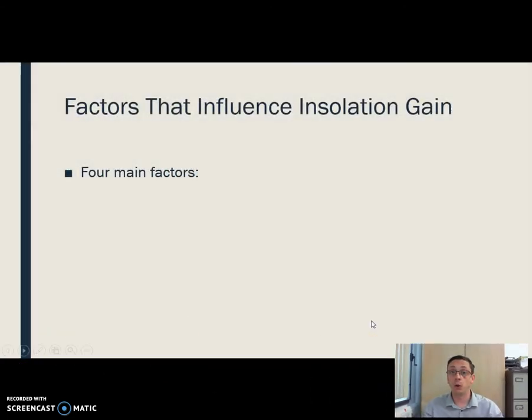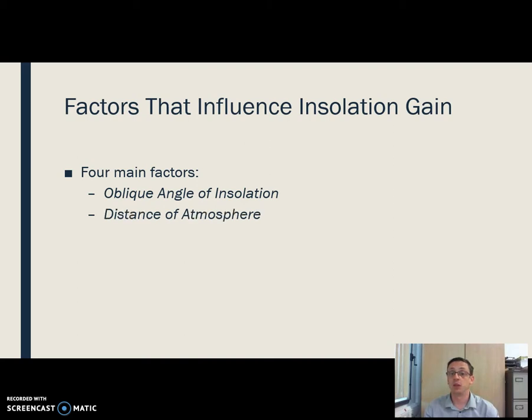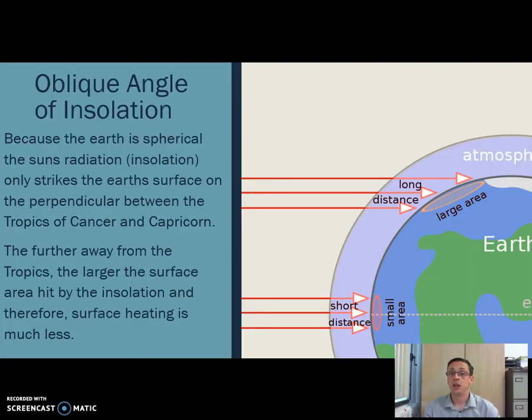So we've got four main factors that we're going to look at, and we did introduce these at the end of the last video: we've got the oblique angle of insolation, we've got the distance of atmosphere, we've got the albedo effect, and we've got seasonality. Now to start with, the oblique angle of insolation. It's a kind of odd term, but it is about describing something that is relatively straightforward.